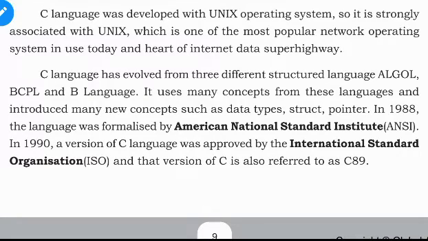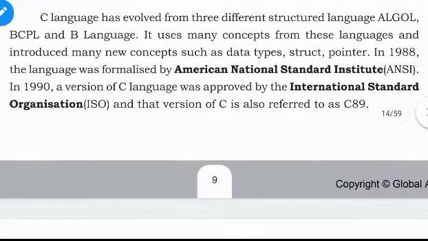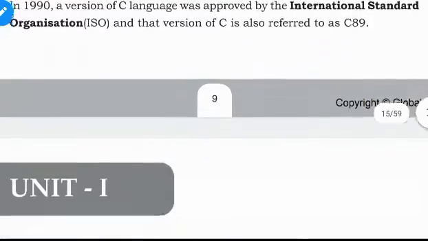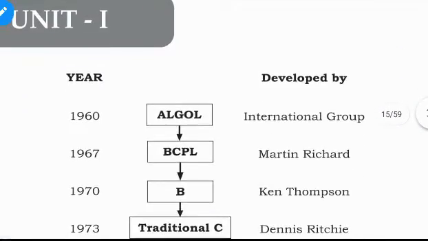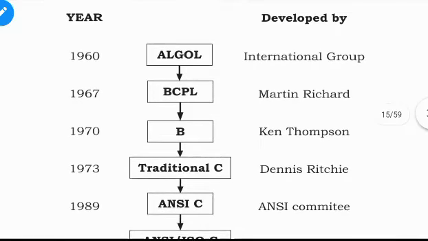In 1988, the language was formalized by the American National Standards Institute, ANSI. In 1990, a version of C language was approved by the International Standards Organization, ISO, and that version of C is also referred to as C89. This chart will be easy for you to understand from where it is derived.